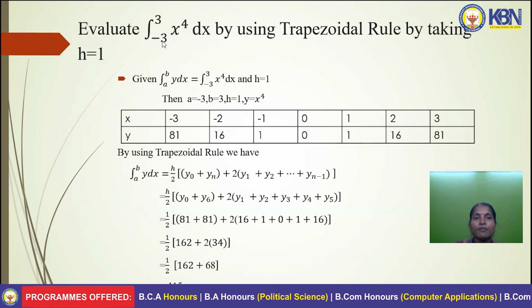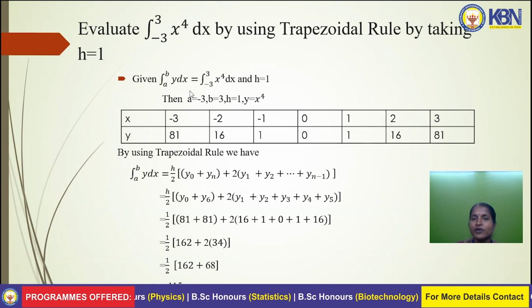Evaluate the integral from minus 3 to 3 of x power 4 dx by using the trapezoidal rule, taking h value as 1. Already we know the formula, integral of a to b y dx is equal to h by 2 into [y0 plus yn plus 2 into (y1 plus y2 and so on yn minus 1)]. Now first of all we write the given condition: the given integral is integral of minus 3 to 3 x power 4 dx, and h is equal to 1.